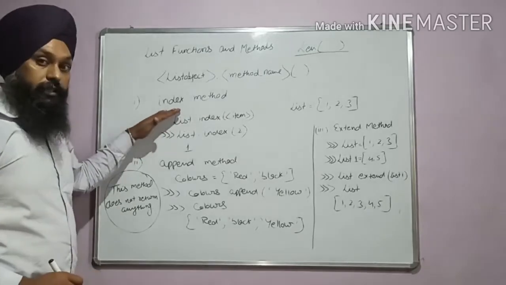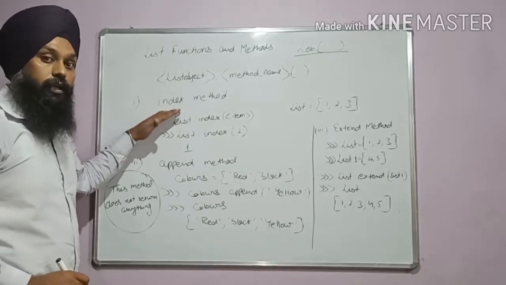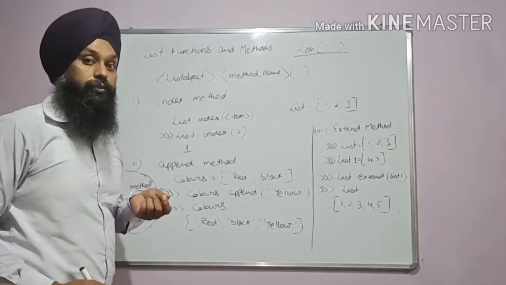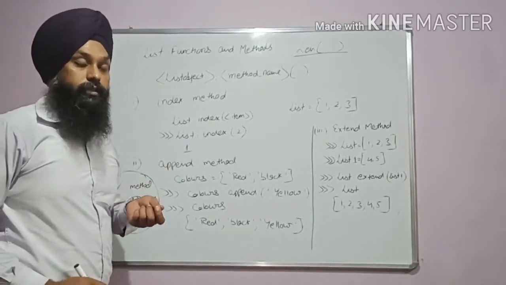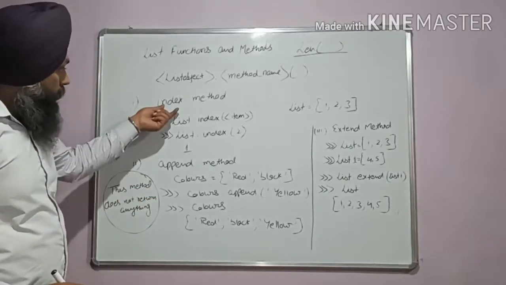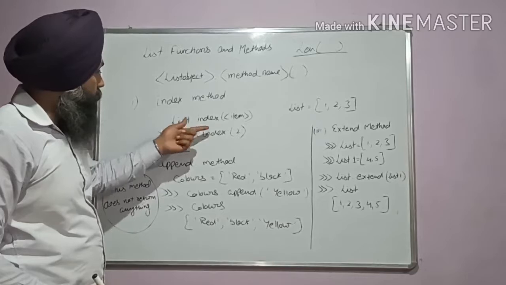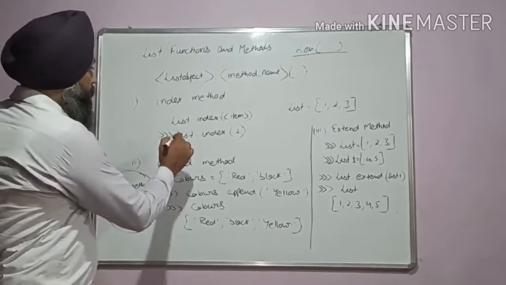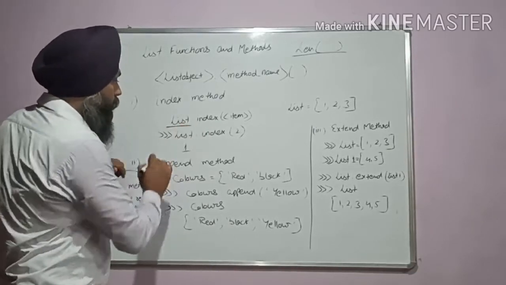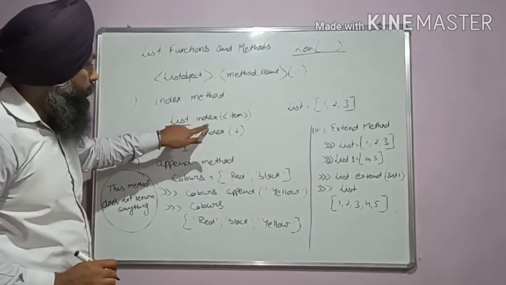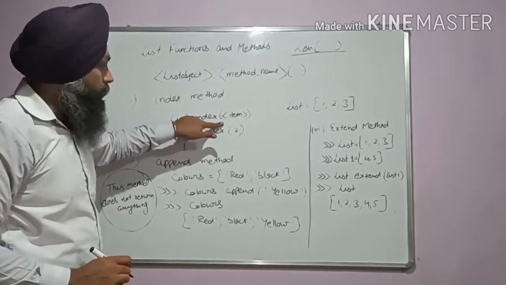Index method returns the index of the element, meaning it returns the position of the element in the list. So here is the syntax of the index method. First of all, we will write the list object, which is the name of the list. After that, a dot, and here we will write the name of the method.